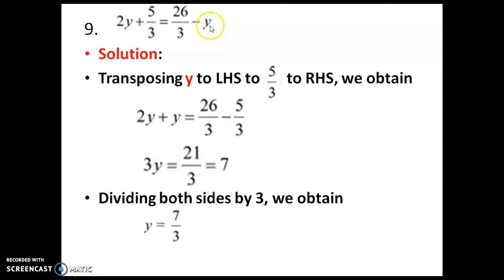Okay. So here it is minus. So when it comes to LHS it will be plus, 2y plus y. Then here 5 by 3 is in plus. So when it comes to RHS it will be in minus. Okay. So now these are having the same denominator. So we can take LCM as 3. So (26 minus 5) whole divided by 3. Okay. So 26 minus 5 is 21. 21 by 3. Okay. So 21 by 3, it is 3 7s are 21. So you are getting 3y equal to 7.